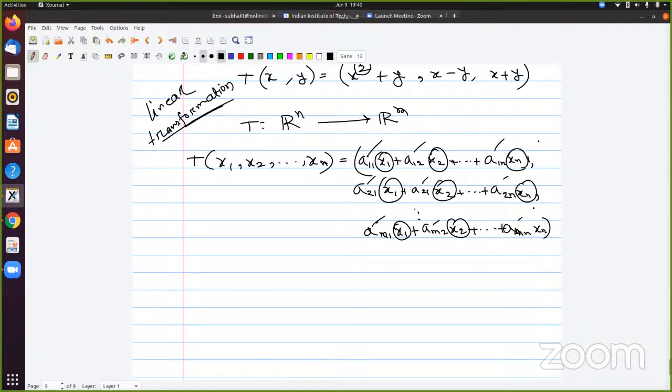Transformation means a mapping, right? From one vector space to another vector space. You are checking whether the transformation is a linear transformation or not, right? Sir, any vector in a subspace can be written as a linear combination of the basis vectors. So that is also a linear combination. You are confusing linear combination and transformation.